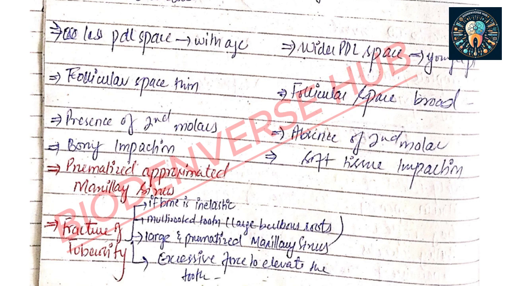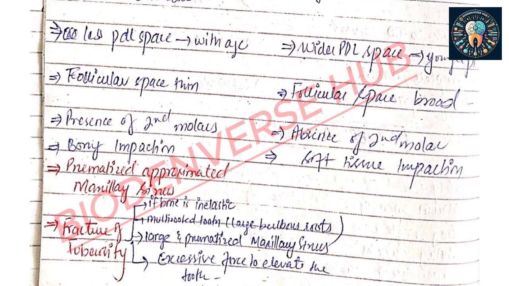So pneumatization of the sinus is a very important factor to be noted, and you also have to check on the radiograph for any close proximity of the maxillary sinus and the roots of the maxillary third molar. After that, there is another important anatomical structure.